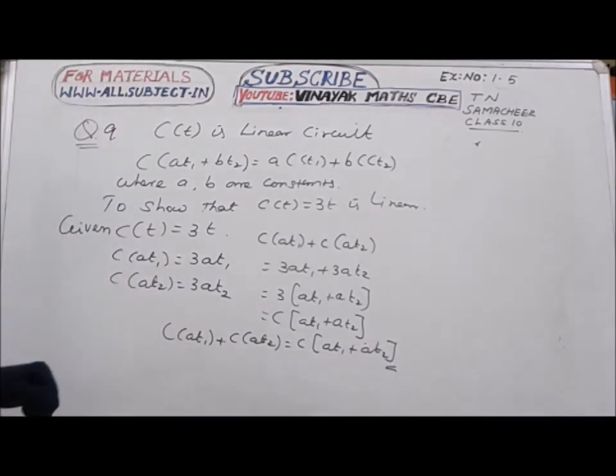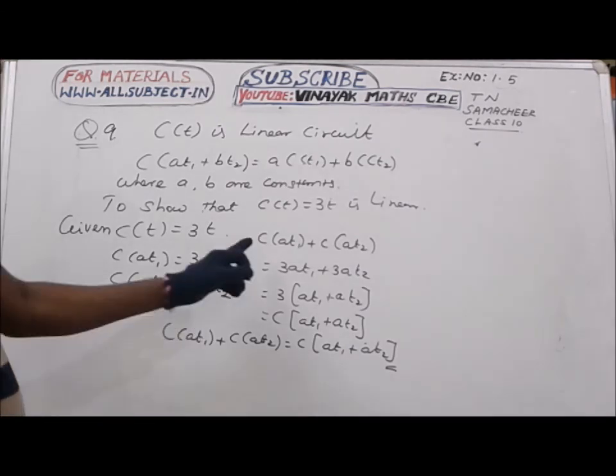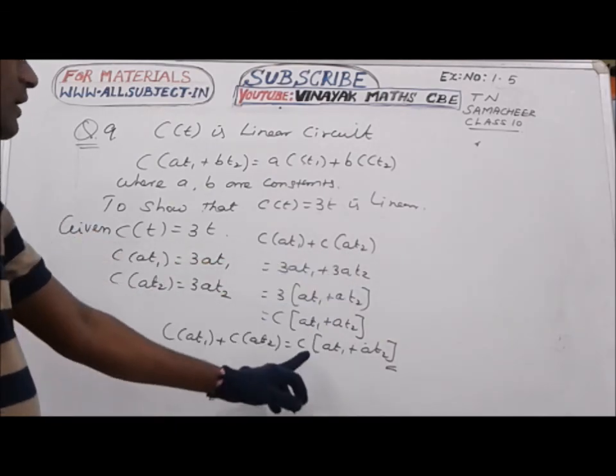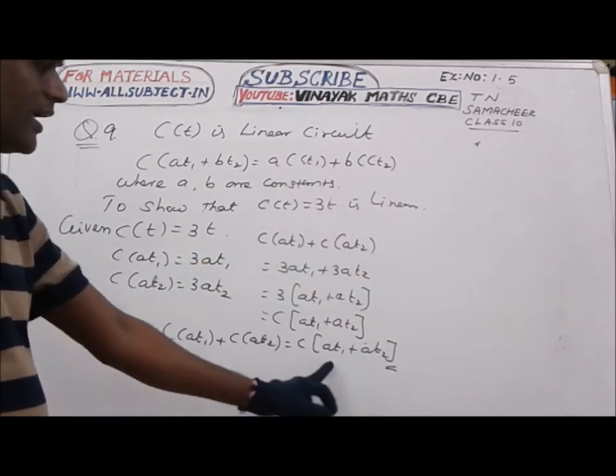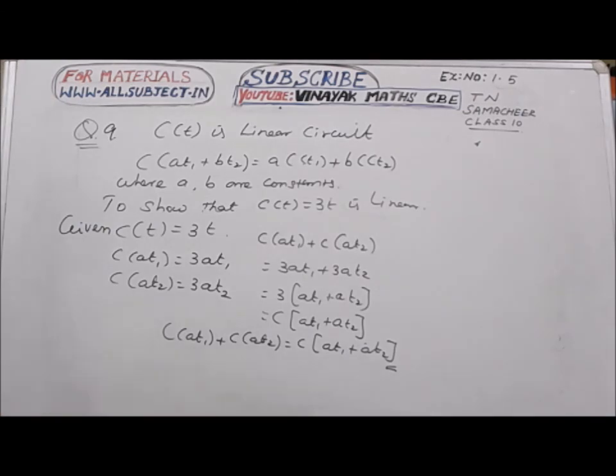Thus we have proved that C of t is linear by the superposition principle, because C of at1 plus C of at2 has been proved equal to C of (at1 + at2). Hence the result.